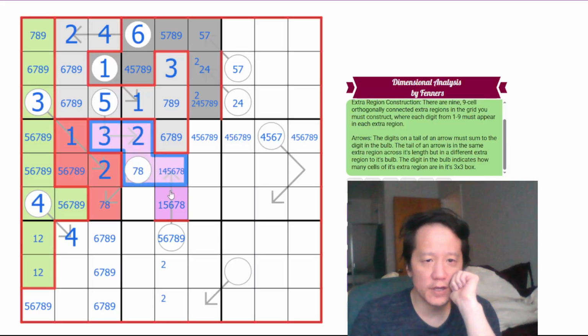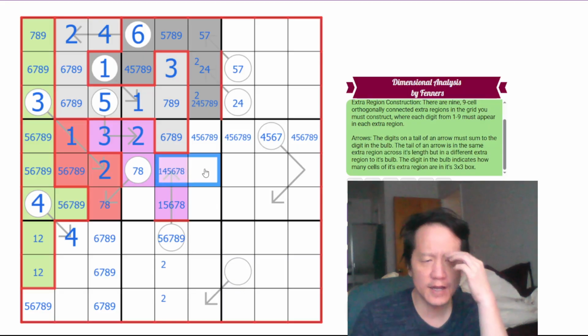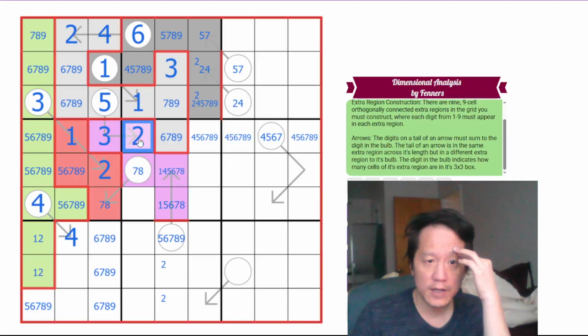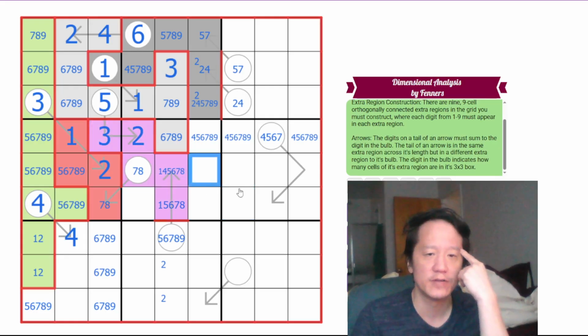This could be 8 or it's 7. Either way, I think this has to be part of the region, right? If it's not part of the region here, how does it get 7 then? 1, 2, 3, 4, 5, 6, 7, 8, 9, 10, 11. It can't go around, and it would block that off anyways. So this is always pink.